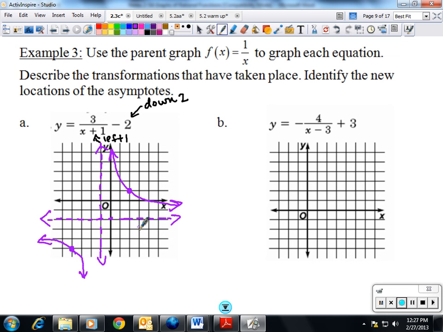And that's it. And then this one, it goes right 3. 1, 2, 3. Draw my asymptote. Up 3 from the plus. Up 3. 1, 2, 3. It's negative, so instead of being here and here, it's going to be those two areas, and it's a 4, so 1, 2, 3, 4, and 1, 2, 3, 4.